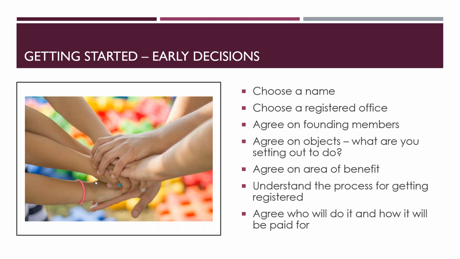What are you setting out to do? Right at the top of the governing documents of cooperatives the world over will be a section that says this is what we're set up to do, quite often referred to as objects. Agree on the area of benefit. Where are you looking to base your housing co-op and its activities? Is that a street? Is it a neighbourhood? Is it a town? Is it a city? Is it the whole country? Getting some agreement on where we are doing this and for what area we are doing it for. Understand the process for getting registered.